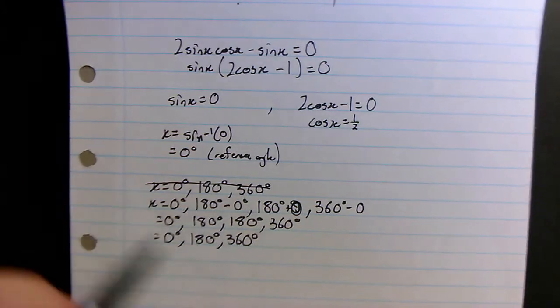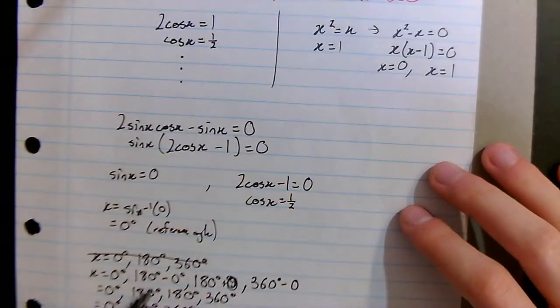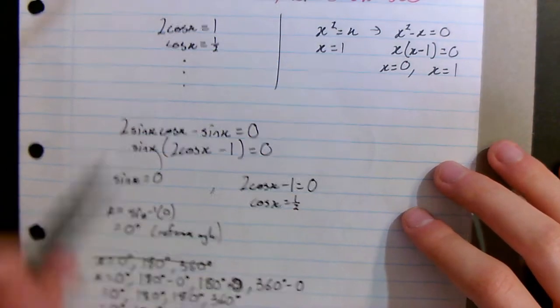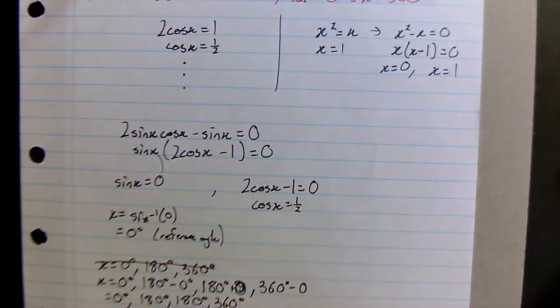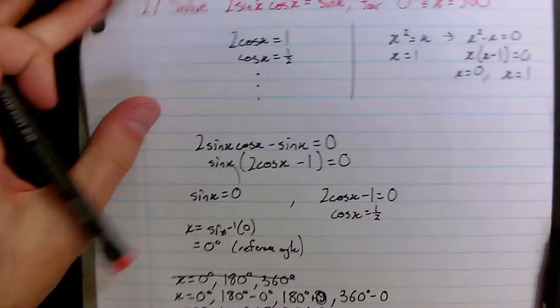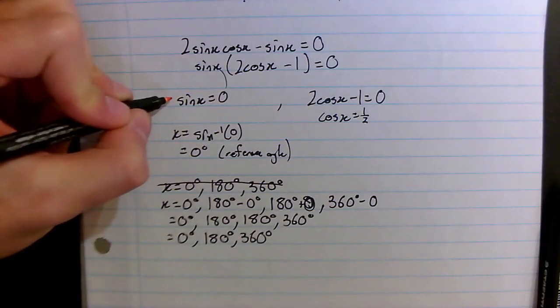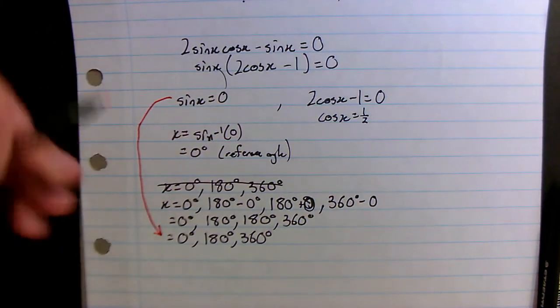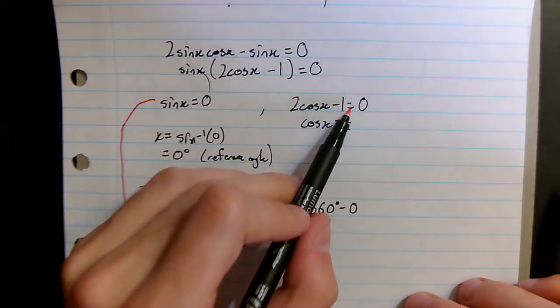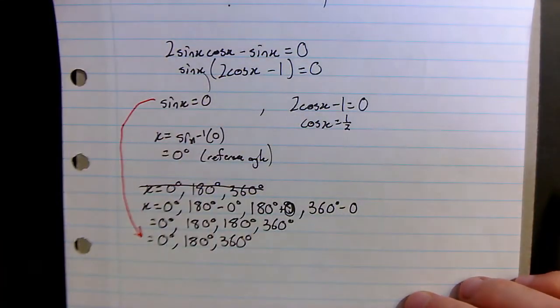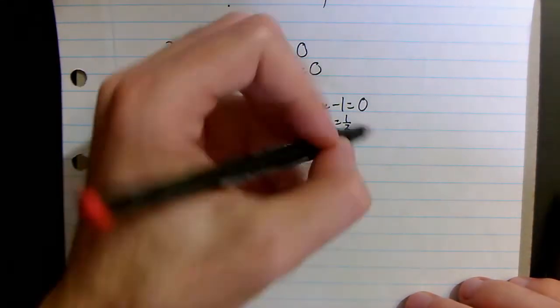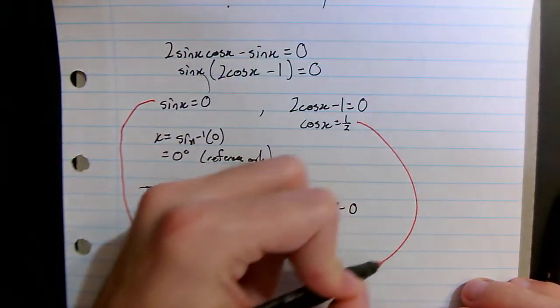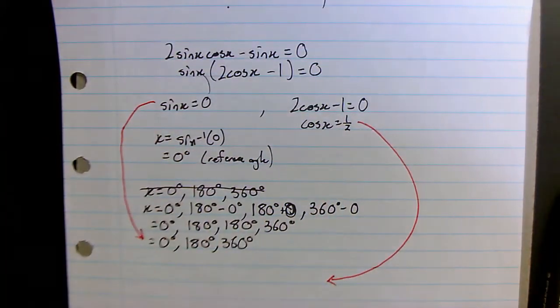Okay, but that's one half of the solutions. That's for the sine x equals 0 branch. So these solutions over here correspond to that equation. So now we're going to be dealing with this equation over here, namely the cos x equals a half. Okay, so I'm going to deal with that over here.